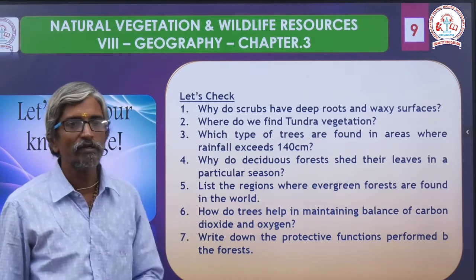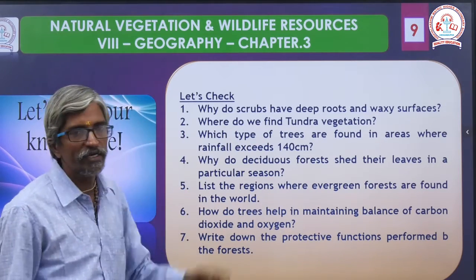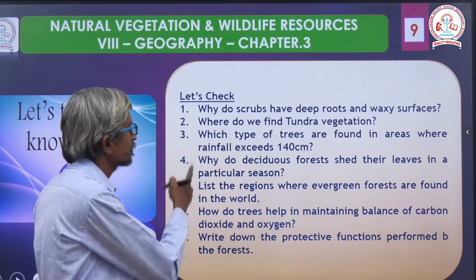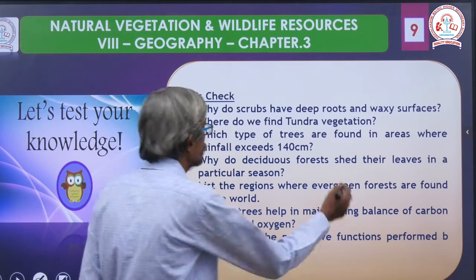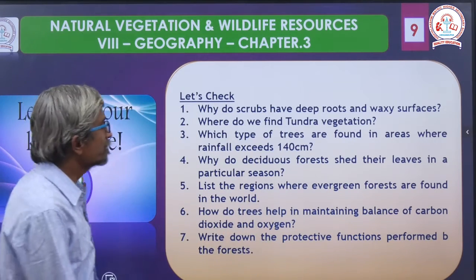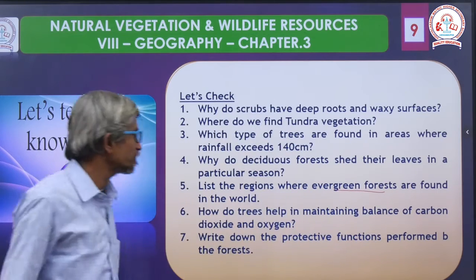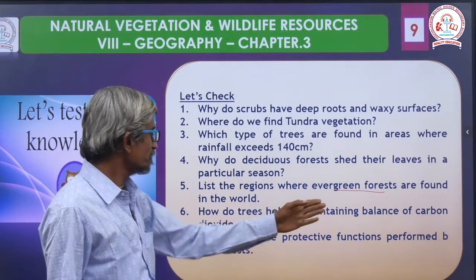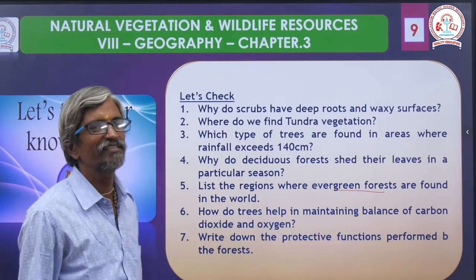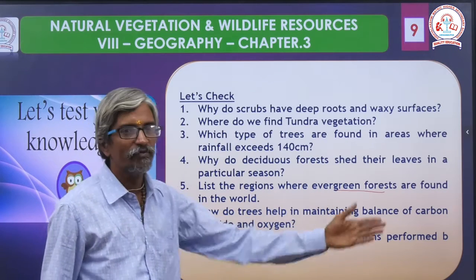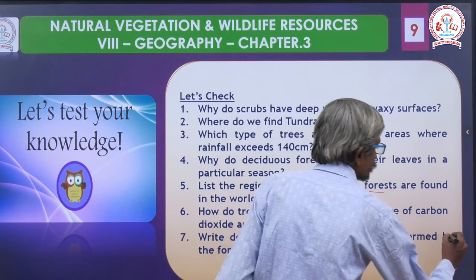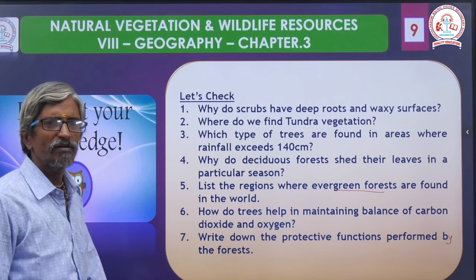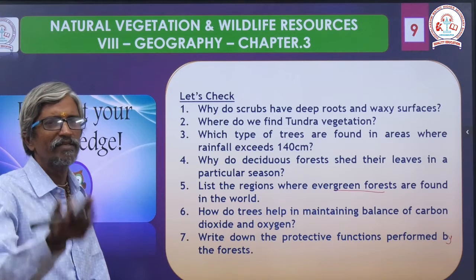Next, where do we find tundra region? Which type of trees are found in areas where rainfall exceeds 140 centimeters? Why do deciduous forests shed their leaves in a particular season? List the regions where evergreen forests are found in the world. How do trees help in maintaining the balance of carbon dioxide and oxygen? Easy question. Write down the protective function performed by the forest. Clear? These are all very simple questions, we can answer very easily.